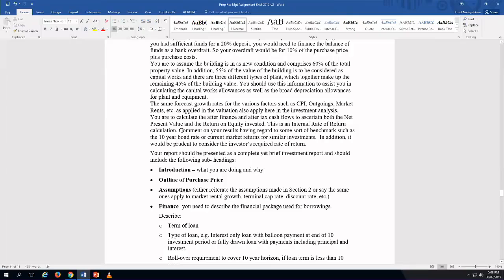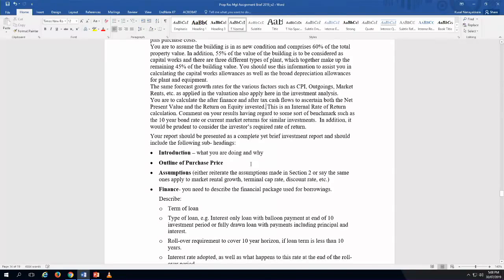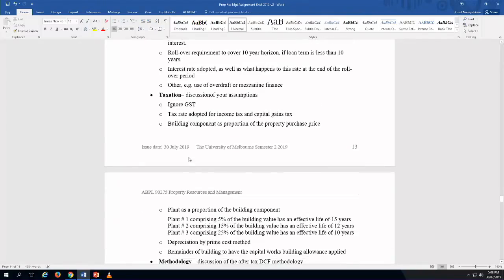Comment on your results having regard to some sort of benchmark such as the 10-year bond rate or current market return for similar investments. In addition, it would be prudent to consider the investor's required rate of return. Alright, your report should be presented as a complete yet brief investment report and should include the following subheadings. These ones.